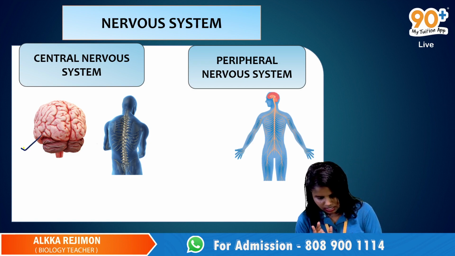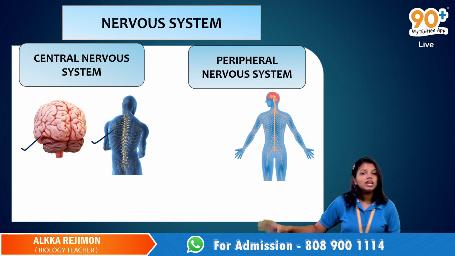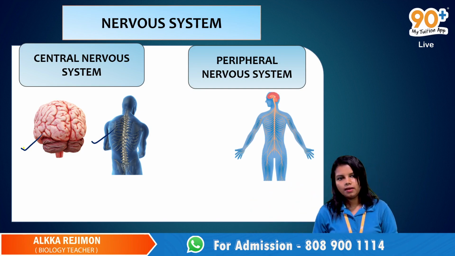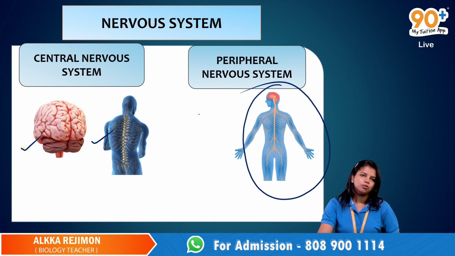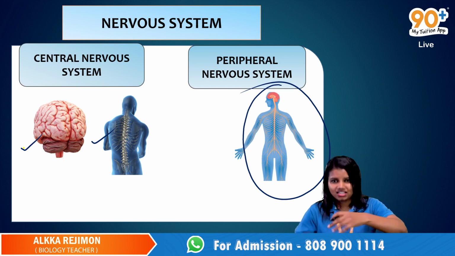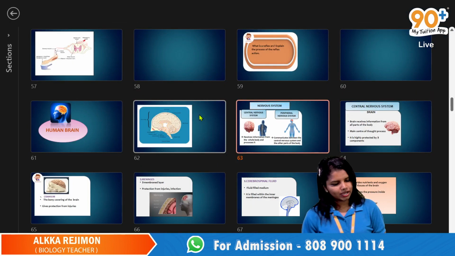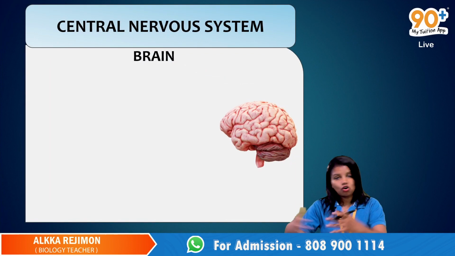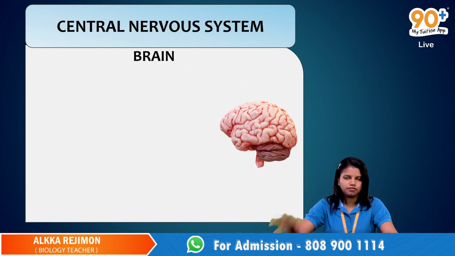So the central nervous system is made up of two parts: the brain, the most major organ in the body, and the spinal cord, which is an extending part from the brain. And then comes the peripheral nervous system, which constitutes all the nerves in your body. All the small nerves, the bigger nerves, the extensions of nerves, all come under the peripheral nervous system. Any nerves emerging from the brain or the spinal cord constitute the peripheral nervous system.